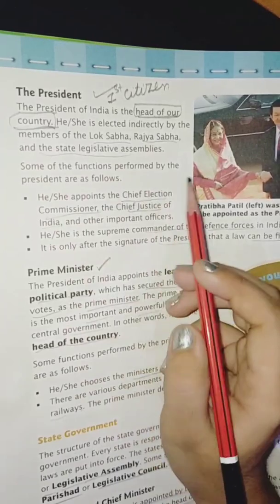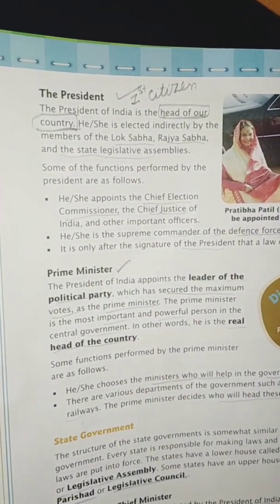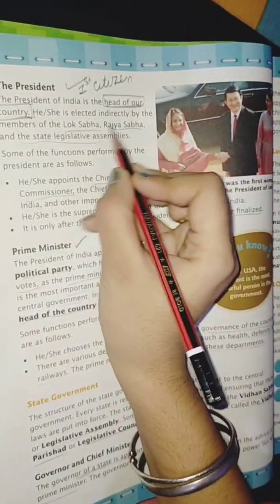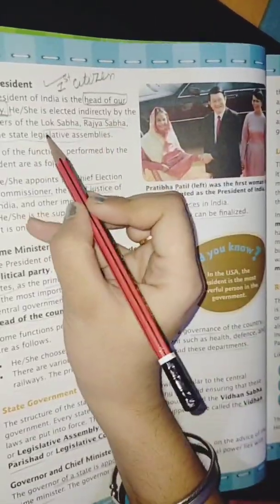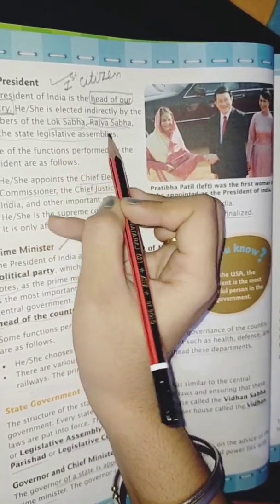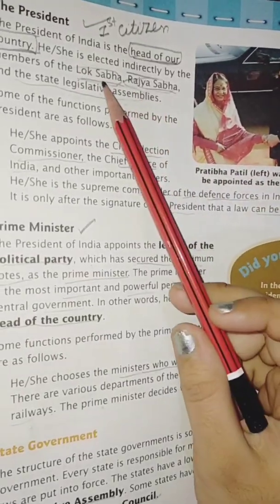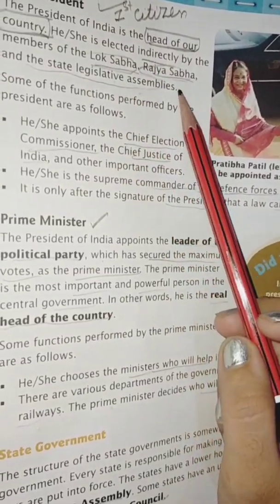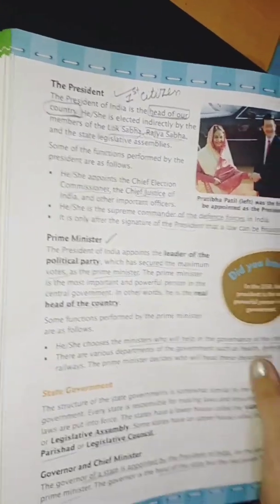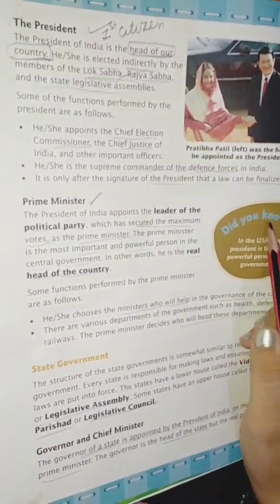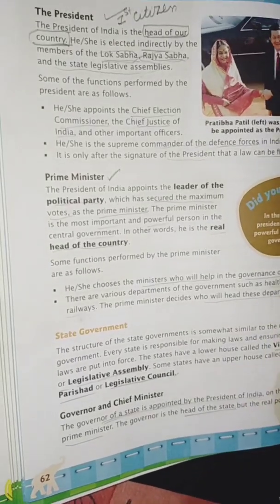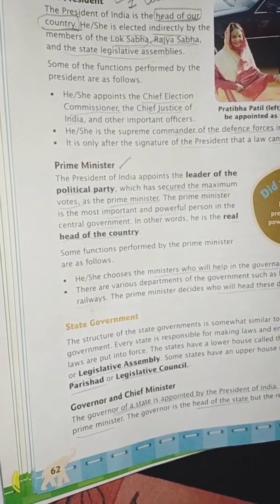He is not elected directly by the people. How is the president elected, by direct election or indirect election? By the members of the Lok Sabha, the Rajya Sabha and the state legislatures. These three together make an election and then the president is appointed. So now what is the main function of the president? As president, you can understand how important a person he is. He is the first citizen, the head of the whole country.